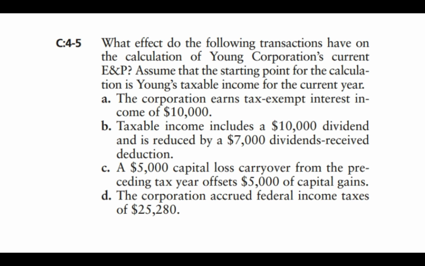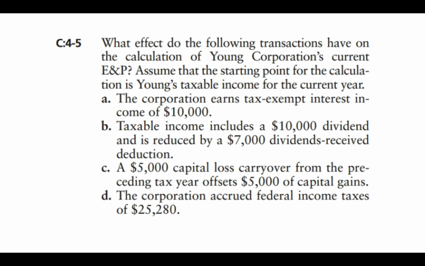All right, so here we have Young Corporation, and we want to know what effect the following transactions have on the calculation of Young Corporation's current earnings and profits. Assume the starting point for the calculation is Young's taxable income for the current year. All right, so they don't give us the taxable income amount, but they're going to give us these economic things that happened, and we need to know what adjustment we need to make to taxable income to arrive at earnings and profits this year. So A, the corporation earns tax-exempt interest income of $10,000.